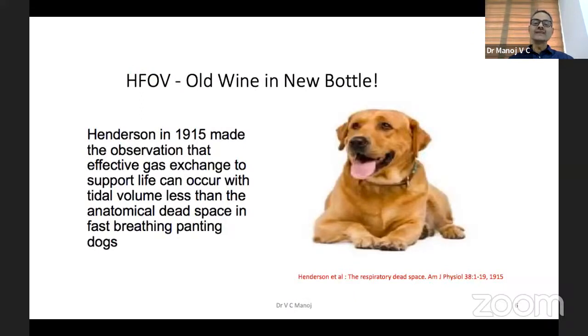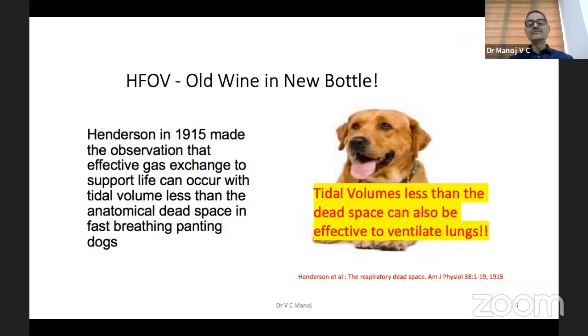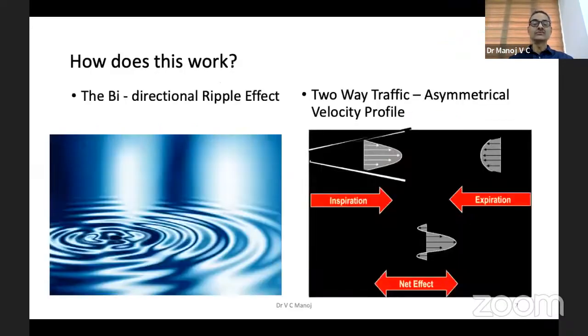What is high frequency ventilation? It is nothing but an old wine in new bottle. We all know this famous observation by Henderson long back, 1915, that dogs pant, and when they pant, they use tidal volumes less than the dead space, but they ventilate the lungs well. So very minute tidal volumes at a very high frequency probably is also effective.